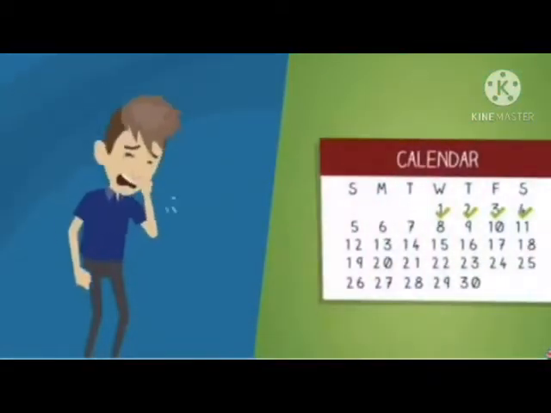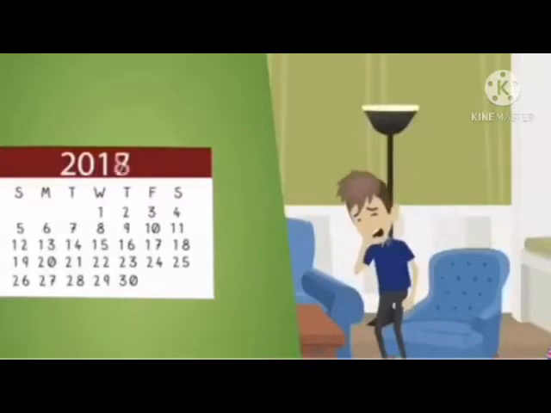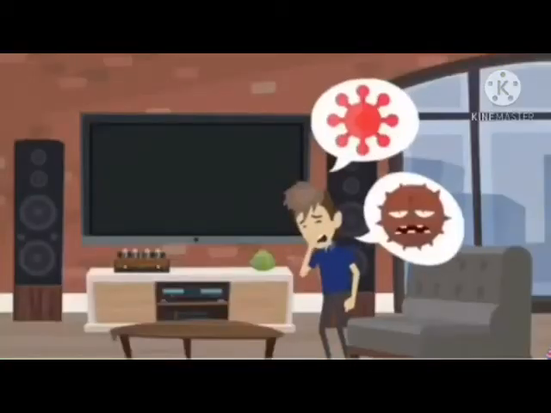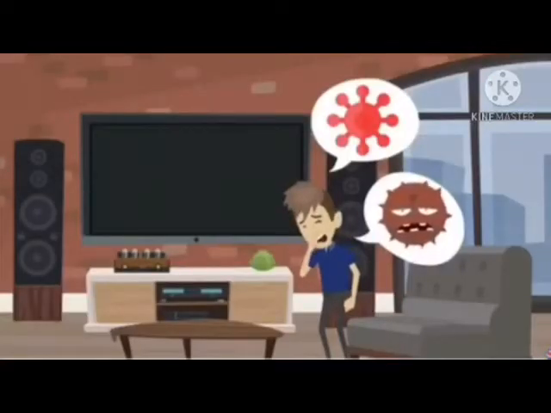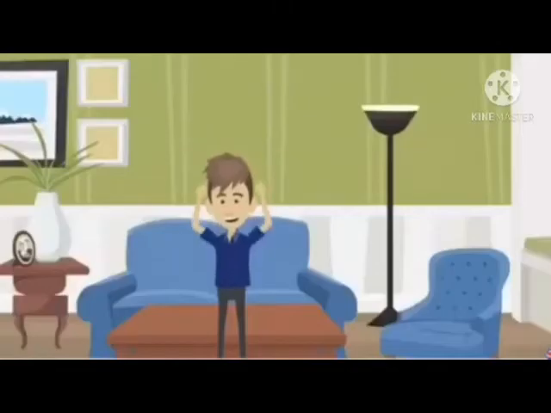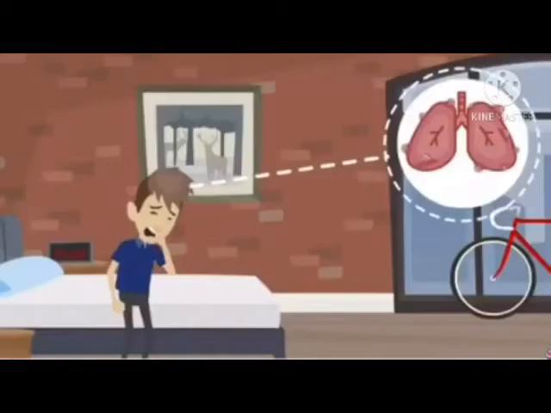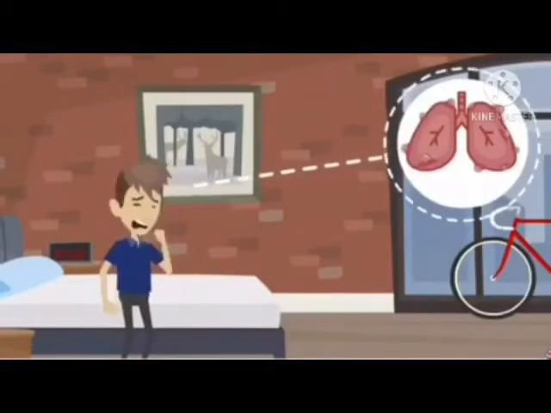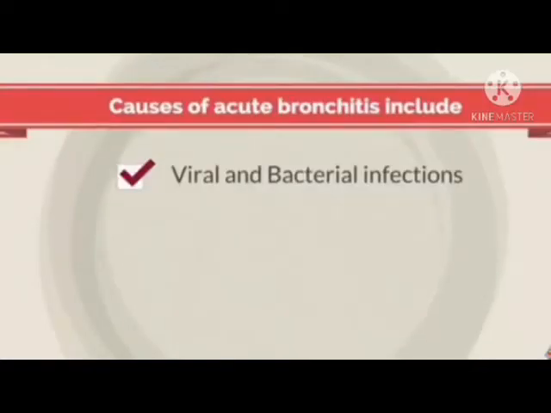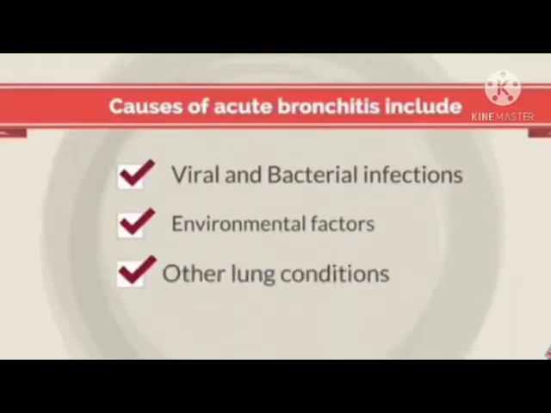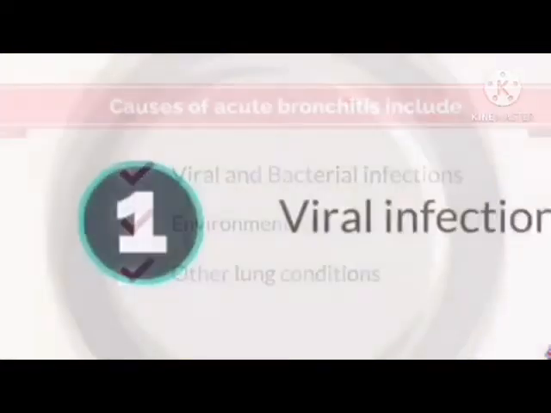Bronchitis can either be of brief duration, or acute, or have a long course, or chronic. Acute bronchitis is usually caused by a viral infection, but can also be caused by bacterial infection, and can heal without complications. Chronic bronchitis is a sign of serious lung disease that may be slowed but cannot be cured. Causes of acute bronchitis include viral and bacterial infections, environmental factors, and other lung conditions.